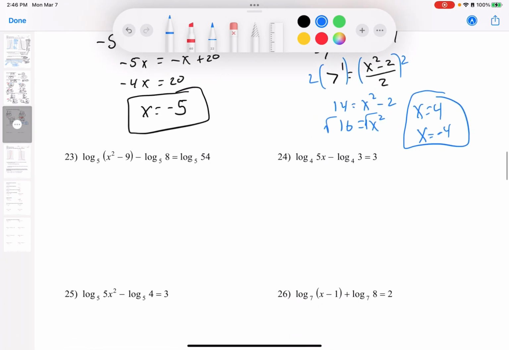All right, number 23. Again, we have this log. They're being subtracted. So that means we got to divide again. So this is log base 5 of (x squared minus 9) over 8 equals log base 5 of 54. So they have the same log and base there and there. So that means their insides have to equal each other. So (x squared minus 9) over 8 is going to equal 54.